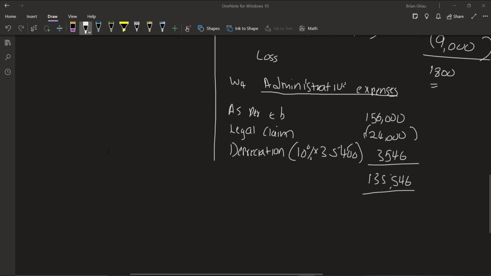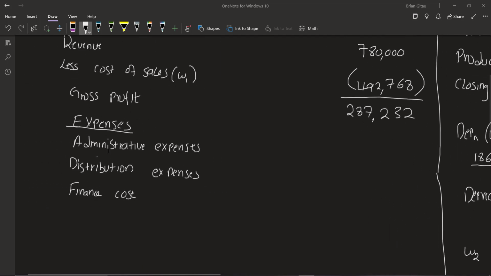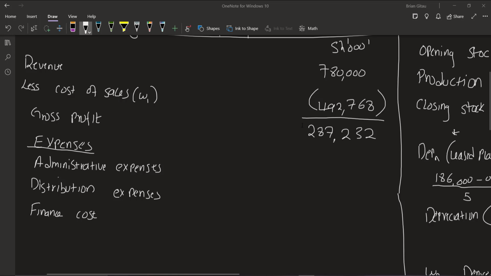$135,456. So let's include that on our income statement. 135,456. Next, we work out distribution costs.